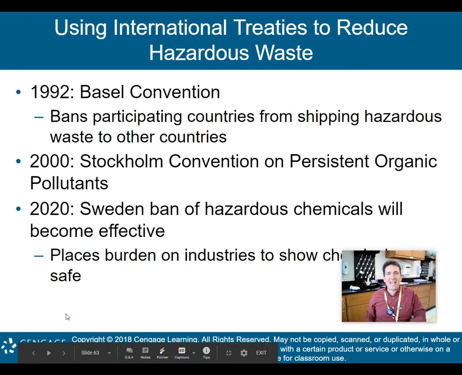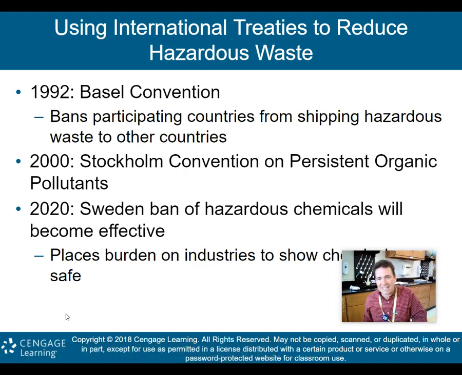So, using international treaties to reduce hazardous waste. Again, just some of these treaties you need to know of, all right? Just have a general understanding. You saw on the last FRQ quiz, you had to identify. That's really what you have to do. You never really have to talk a lot about these treaties and these laws. Just know when you need to identify them.